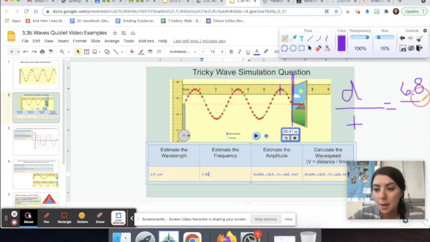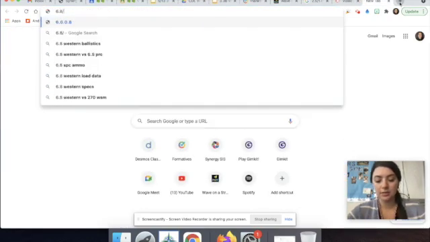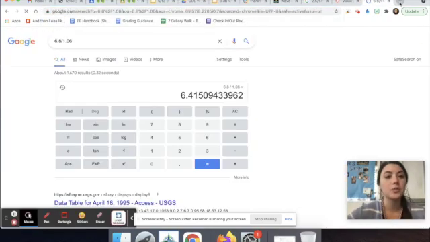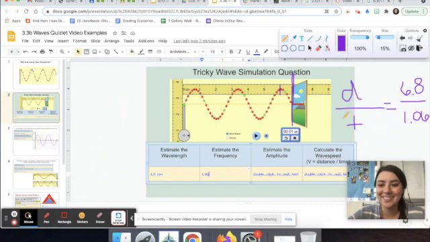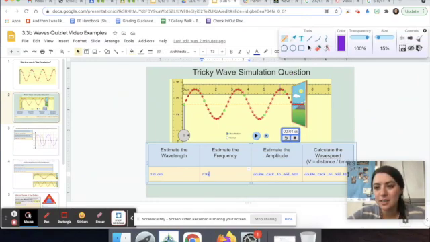And I'm going to divide that by my time, 1.06. And I'm just going to plug that into a calculator. 6.8 divided by 1.06 is 6.41. So there we go. 6.41 is going to be my wave speed.